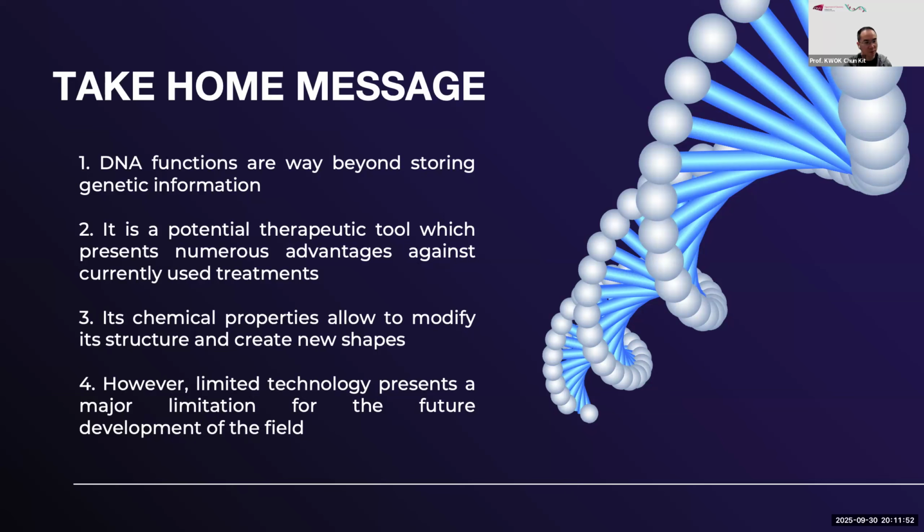Also, its chemical properties allow us to modify its structure and create new shapes. For example, we can use modified nucleic acids, TNA or LDNA. With careful design, we can also make it into tetrahedral and other nanostructures. However, there are still quite a lot of techniques and technology that need to be developed to overcome many of the hurdles that I presented earlier today.